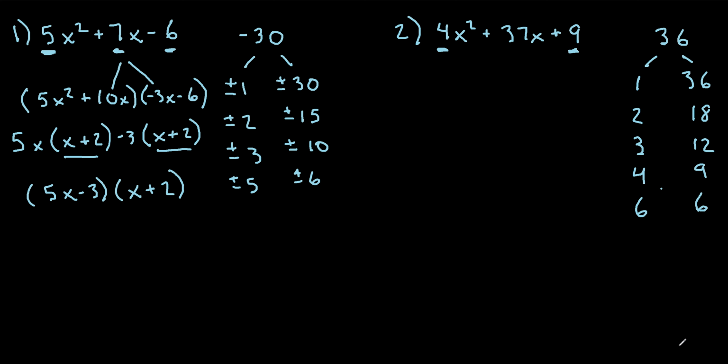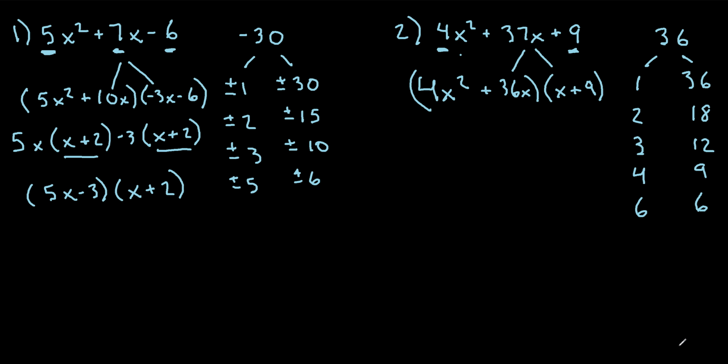So looking at these pairs, which pair will multiply to 36 and add to 37? Well, that would be 1 and 36. So we can go ahead and rewrite this polynomial as 4x squared plus 36x. And then we've got 1x, or just x, plus 9. So again, we just rewrote this middle term right here. Instead of 37x, we have a 36x and a 1x.